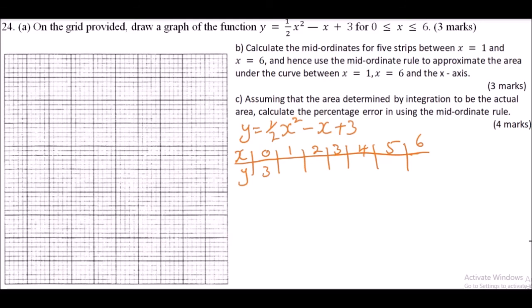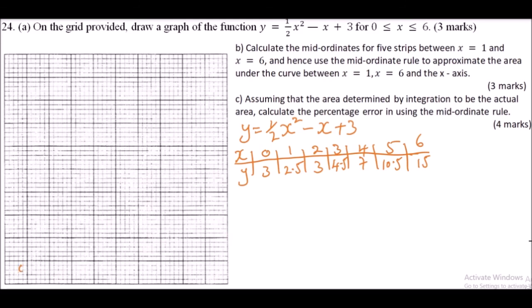When you substitute x is equal to 1, you get 2.5. The other one you get 3. Then you have 4.5, then 7, then 10.5, and finally 15. So these are the values that you get when you substitute the values of x in the function. So with that, we come to our graph, on our grid.